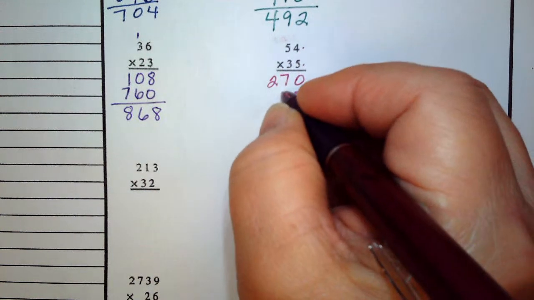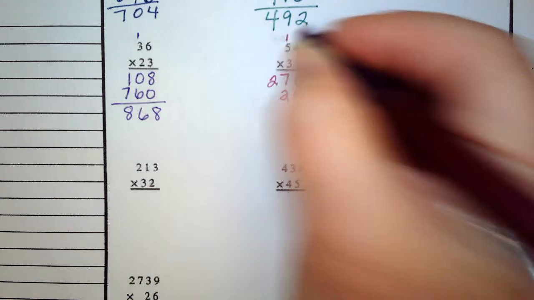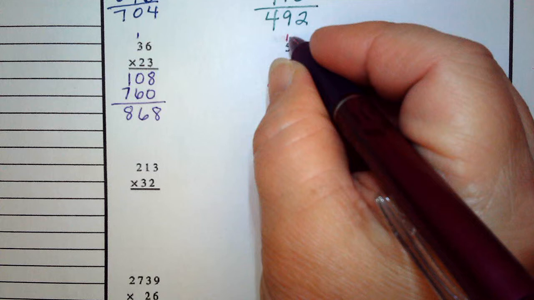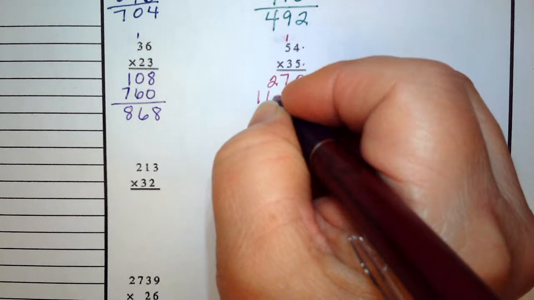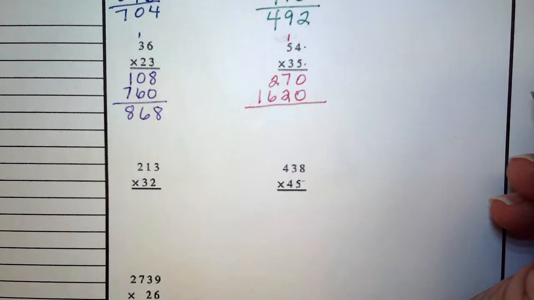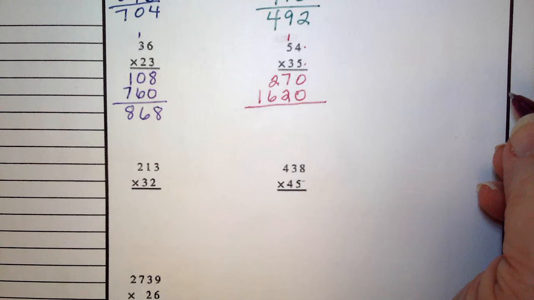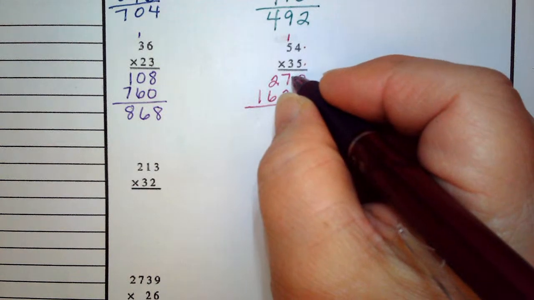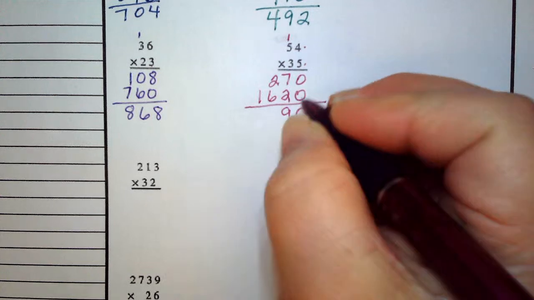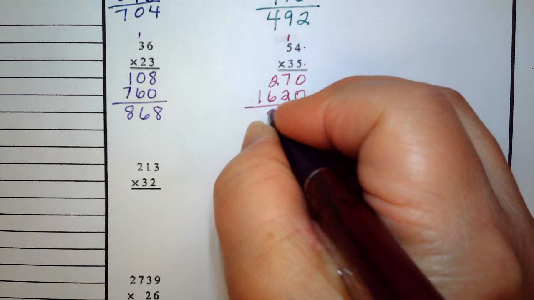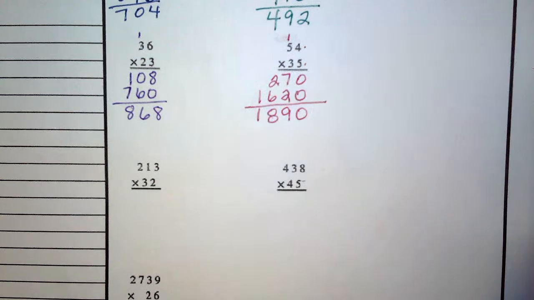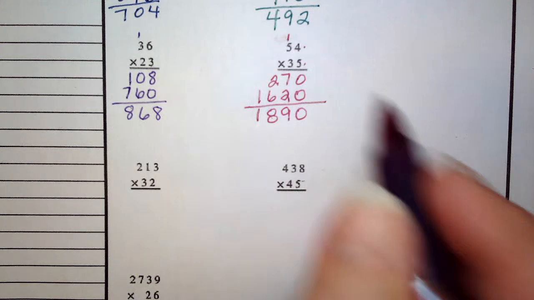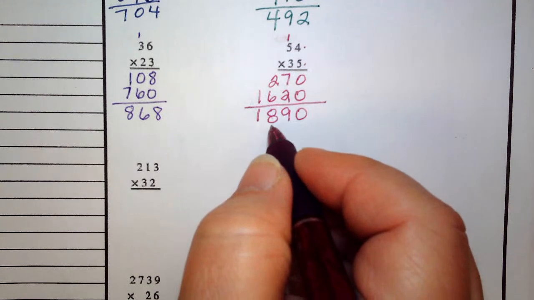3 times 4 is 12. Put the 2 down and carry a 1. 3 times 5 is 15. 15 plus 1 is 16. I've kept my column straight. 0 plus 0 is 0. 7 plus 2 is 9. 2 plus 6 is 8. Bring the 1 down because there's nothing to add to it. 54 times 35 is 1,890.